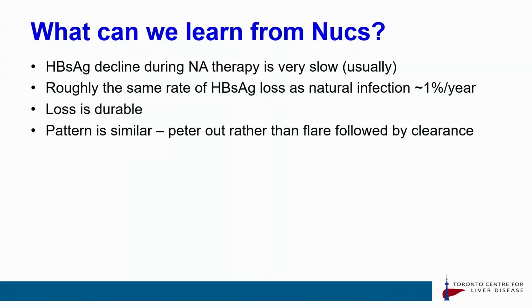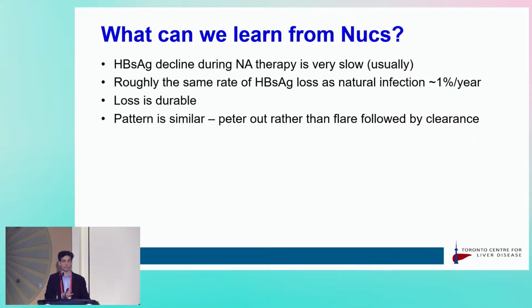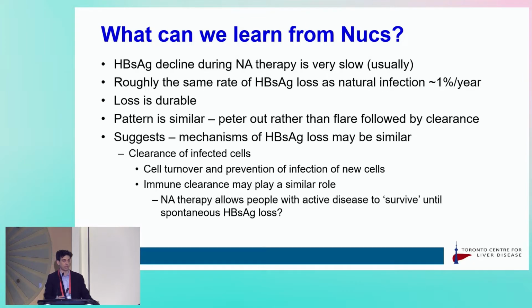Well, the surface antigen decline is generally slow. It's roughly the same rate as we see in natural infection. You get clearance at about 1% per year. If that happens, it's durable, and the pattern is fairly similar, that you get sort of a petering out of surface antigen rather than a flare followed by clearance like we see with E seroconversion. I think that's an important distinction, that those are really different.